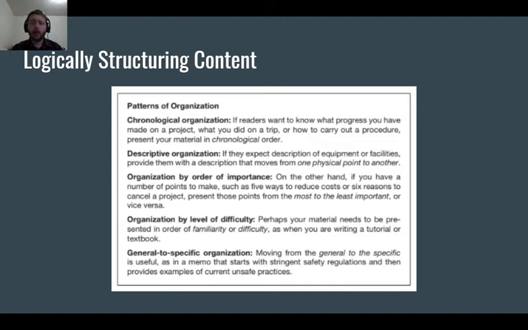With descriptive organization, you're going to separate your document by descriptions for different areas. For this example here, they have a description for equipment or facilities, and then it moves on to another physical point in that area. Okay, so it's almost like subject matter. You're going to move from here to here to here. Organization by order of importance, same thing. So the things that the reader deems most important, that's most applicable to them, the information they need to know the most or the quickest, you probably want to put ahead.